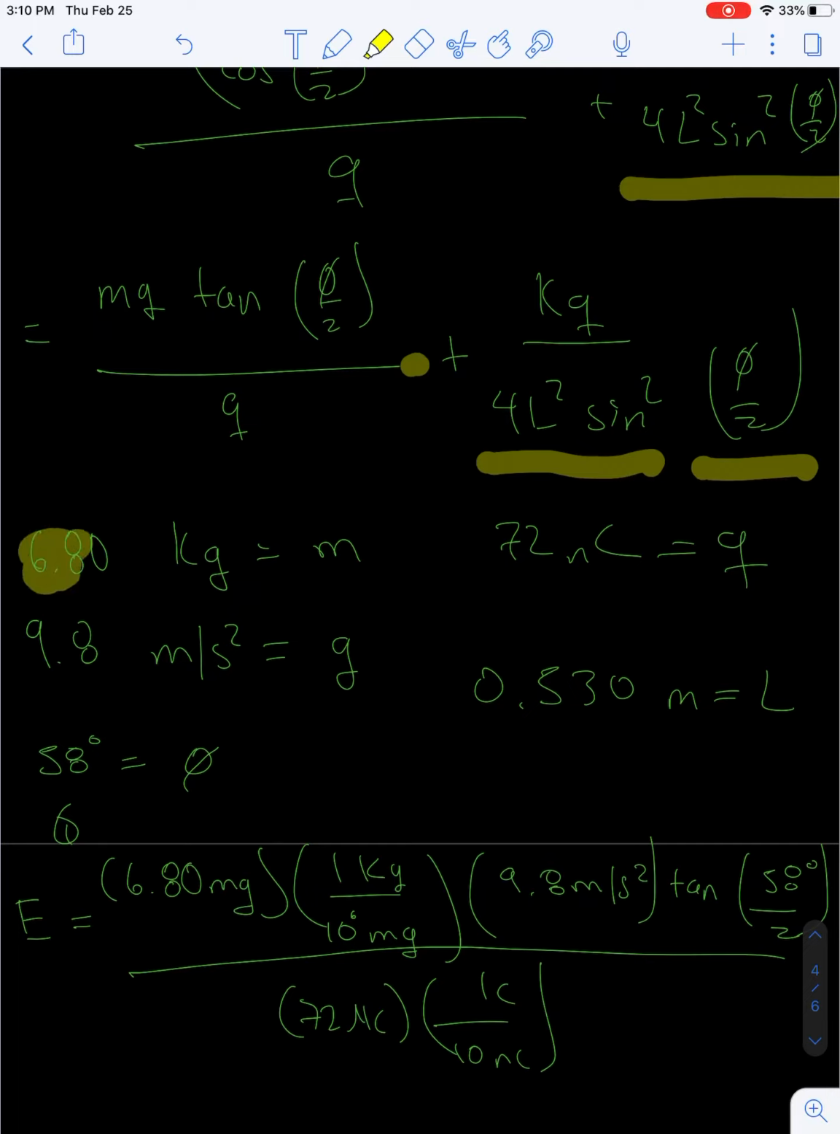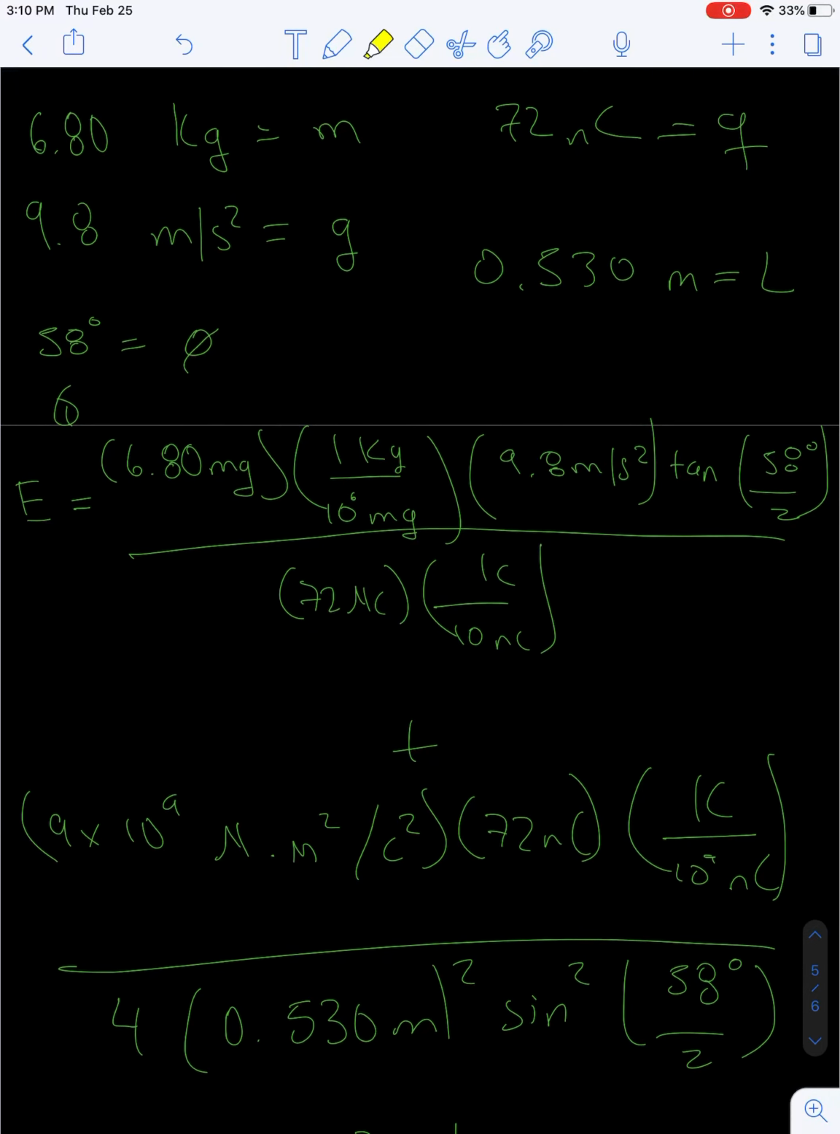Now all this information was given to us in the word problem. All I did was get the information and categorize it by what it is in the problem: our angle, our length, and so forth. So for m, we had 6.8 kilograms. For g, we had 9.8 meters per second squared. The length, 5.30. The angle, 58. And then all I did was plug it into the equation.